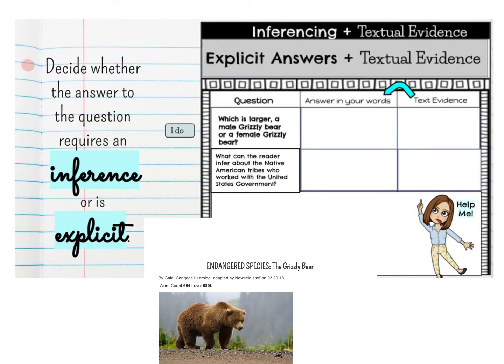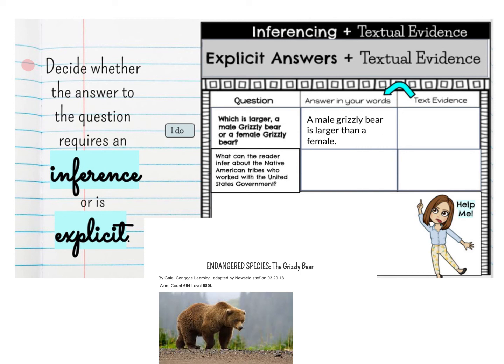I'm going to begin by writing my answer in my words. So based on what I know, I'm going to answer using my words first. Which is larger? A male grizzly bear is larger than a female. All students are watching as I model. I now have my answer in my words. A male grizzly bear is larger than a female.